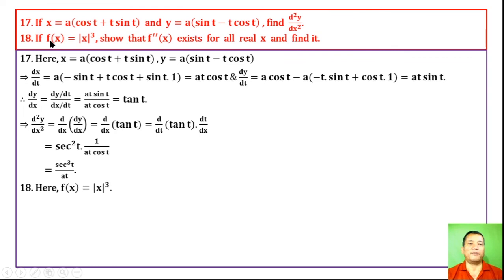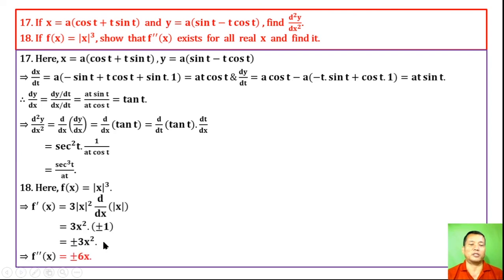And for 18, if f of x is cube of modulus of x, show that f double dash x exists for all real x, and find it. Here f of x is this. f dash of x, by applying the power rule, but d by dx of modulus of x is plus minus 1. And we get this. Again, differentiating both sides, we get plus minus 6x.